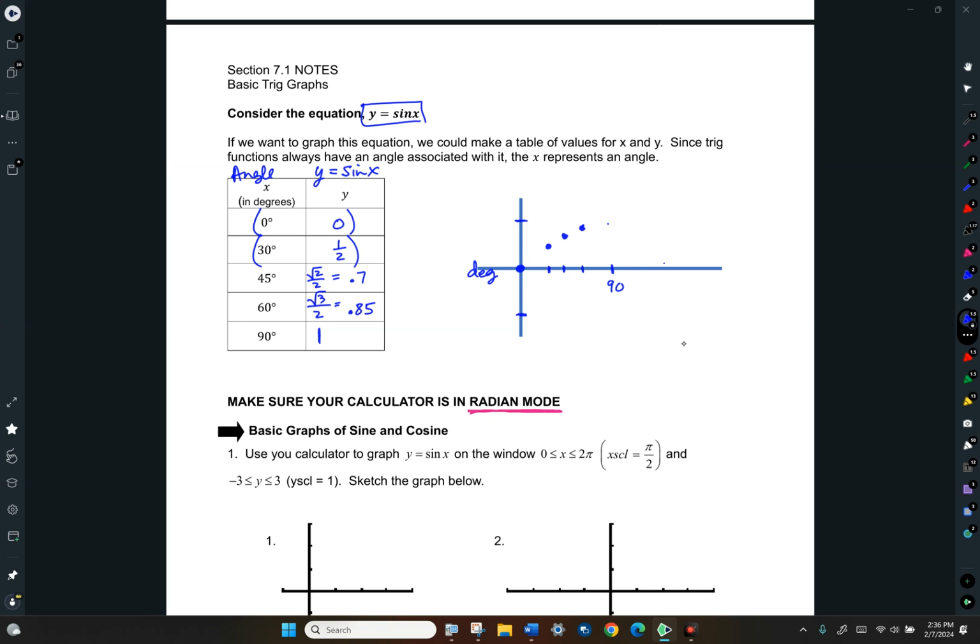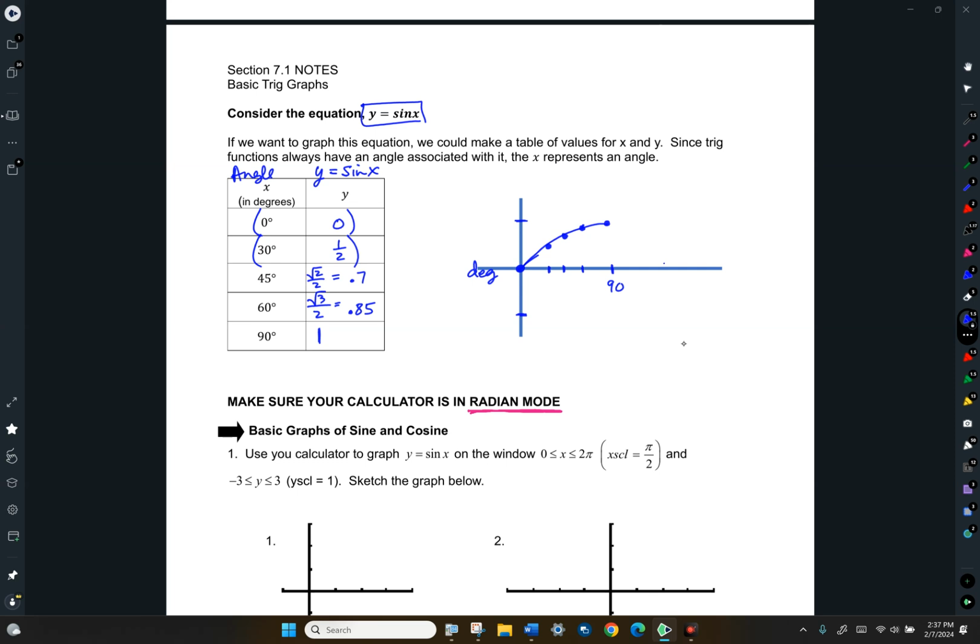So right in here. At first you might think that's linear, but it's really not. If I connect those, it's going to be something like this. Okay, so that's just 0 to 90, the beginnings of the sine function. Now, think about this. What if I kept going? What if I kept going on out to 180?